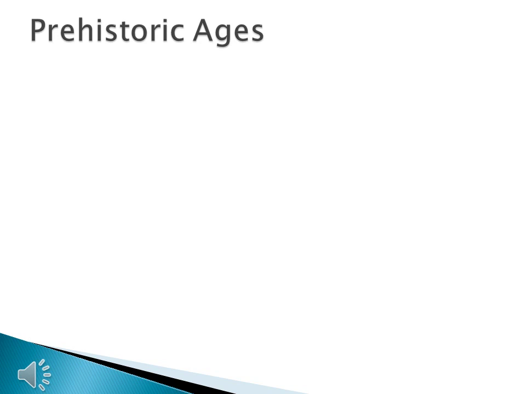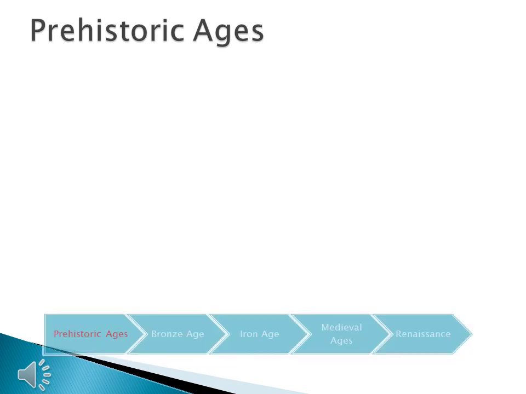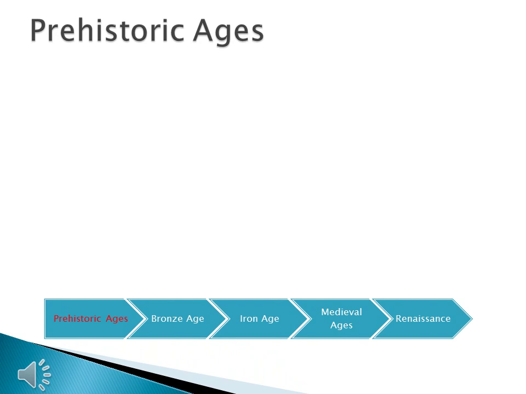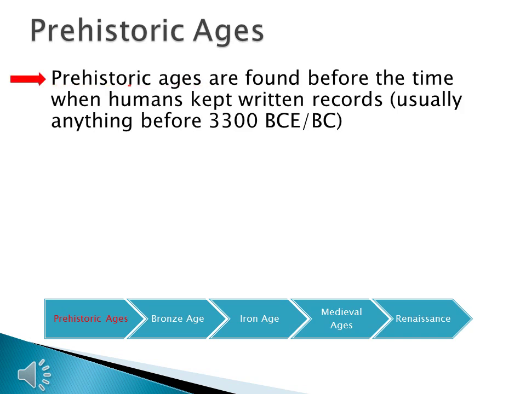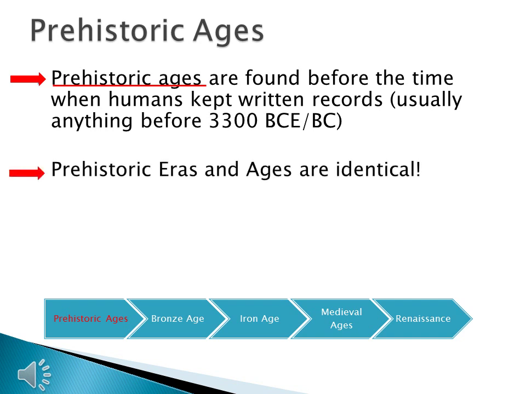Let's start by looking at the prehistoric ages in world history. And as you can see on the bottom of the slide, I've shown you where these ages are in relation to the other ages in world history. Prehistoric ages are found before the time when humans kept written records. That's usually anything before 3300 BCE. And here's the cool part. Prehistoric eras and ages are identical.